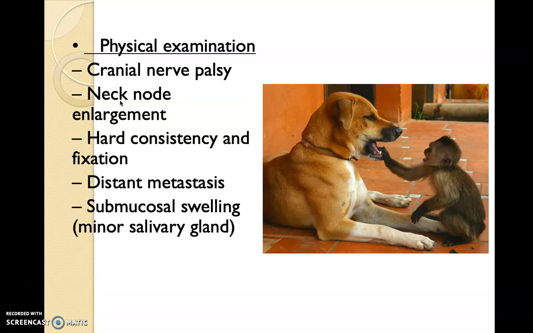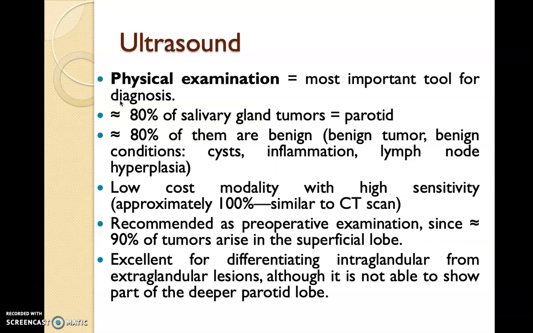So you have to know the consistency, the fixation of the lymph node. Usually if it's hard, rock hard, and it's fixed, then you know it's something which is malignant. And also you have to search if there's any distant metastasis. So is there any other lump near to the salivary gland? Or is there any submucosal swelling, especially if it happens in minor salivary gland?